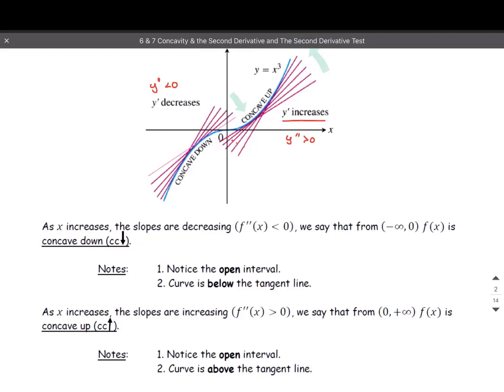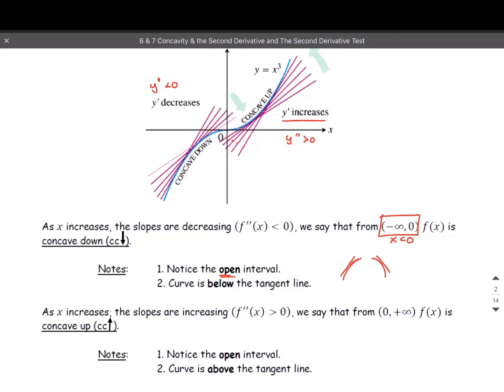Okay, now as x increases, the slopes are decreasing. In this particular problem, the second derivative is less than 0. We say on the open interval from negative infinity to 0, or for all x less than 0, f of x is concave down. Notice we use an open interval. When we did increasing and decreasing, we had closed intervals. Concavities are open intervals. Also notice when a graph is concave down, the curve is below the tangent line, right?